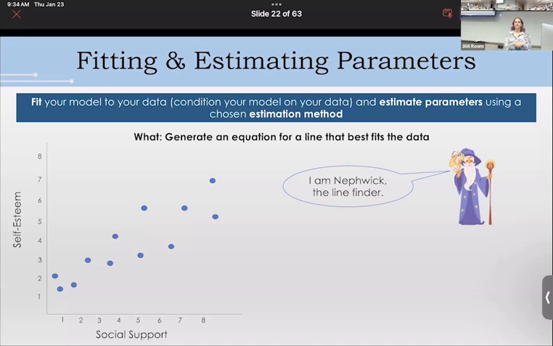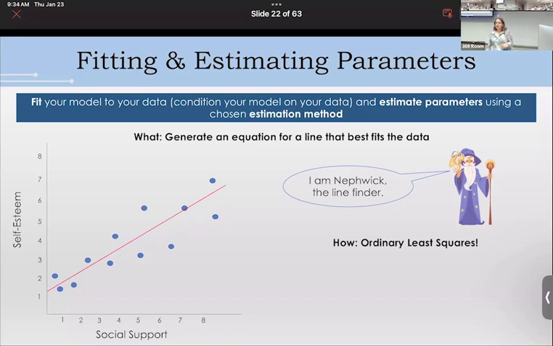So how do we do it? Well, this is one of my favorite lines. It comes from Andy Field's book. He says we do it using Nefwick, the line finder. And so there's our line. That line look good? What do you think? JJ, my favorite skeptic, is like, no. How about this one? Better? Well, what about if I drew one that was slightly lower? How do we figure out what the best line is?